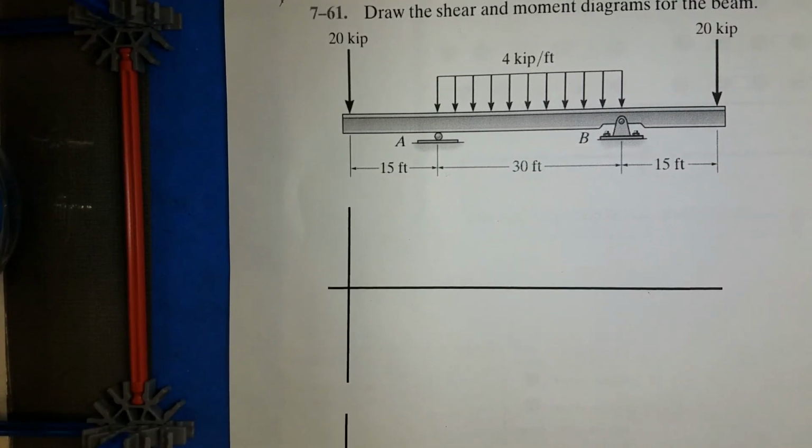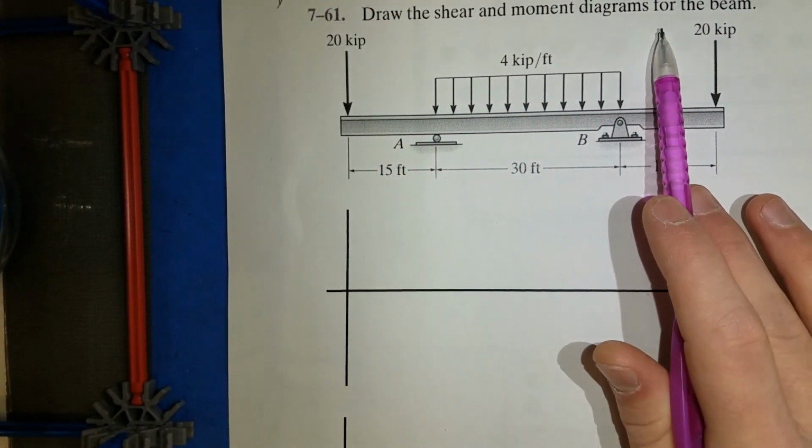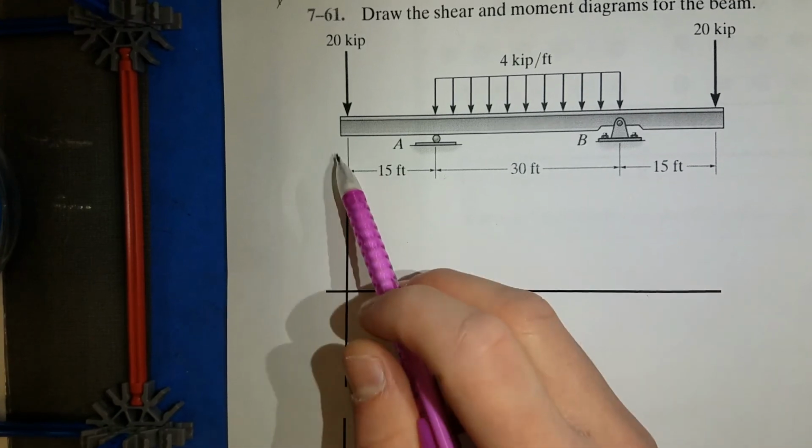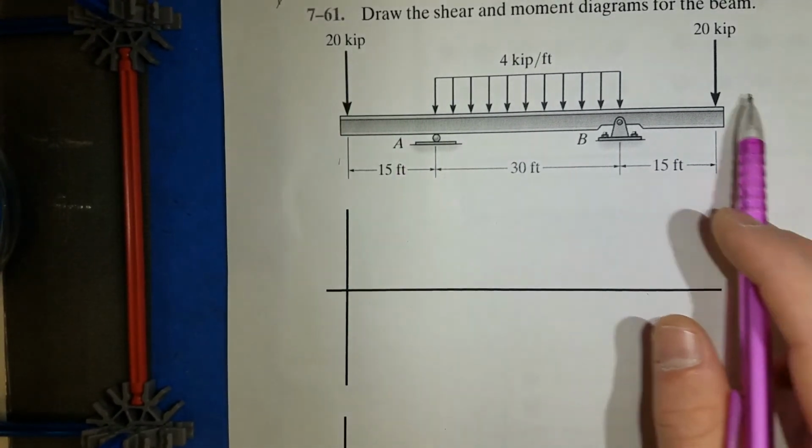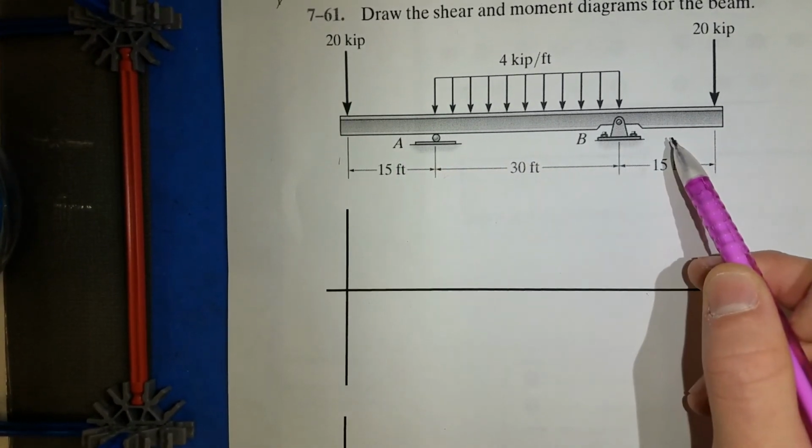We're going to go ahead and jump into this problem. It says draw the shear and moment diagrams for the beam. And we can see the beam here. It's got 20 kips on either end and this distributed load in the middle.